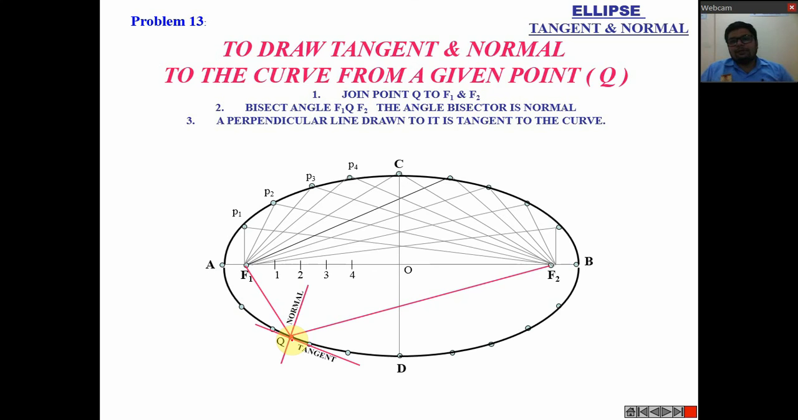So this was the first method to generate the tangent and normal for the ellipse, and this method is used only for the directrix focus method, because in this method only you will be having F1 and F2, two focus points, and that plays a very important role here to draw the tangent and normal. Then let us go through the next one.